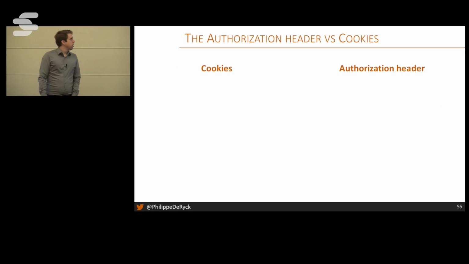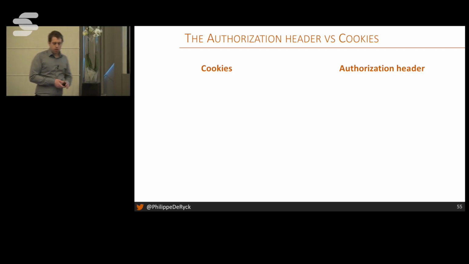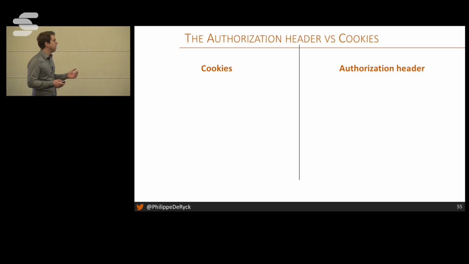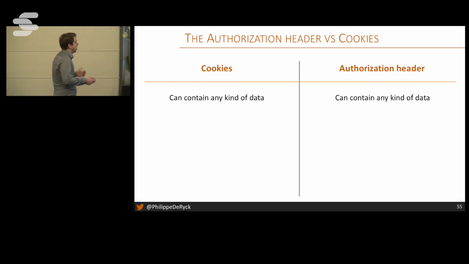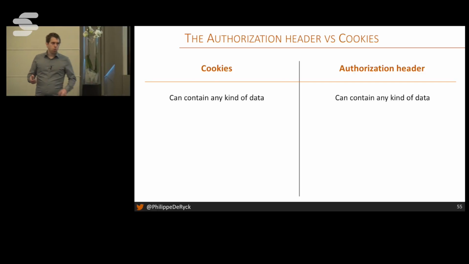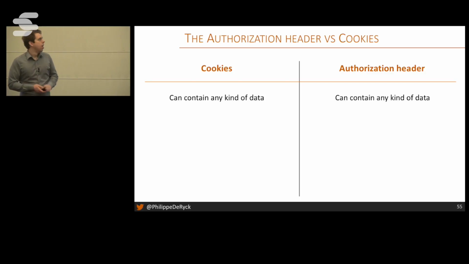And then a couple of words about the bigger picture, like cookies versus the authorization header. Which should you use for session management or to keep track of your user's identity? Well, again, it depends on your context. Both of them can contain any kind of data. In the cookie, you can put in whatever you want, but in the authorization header, as long as you base64 encode it, you can put in whatever you want as well.